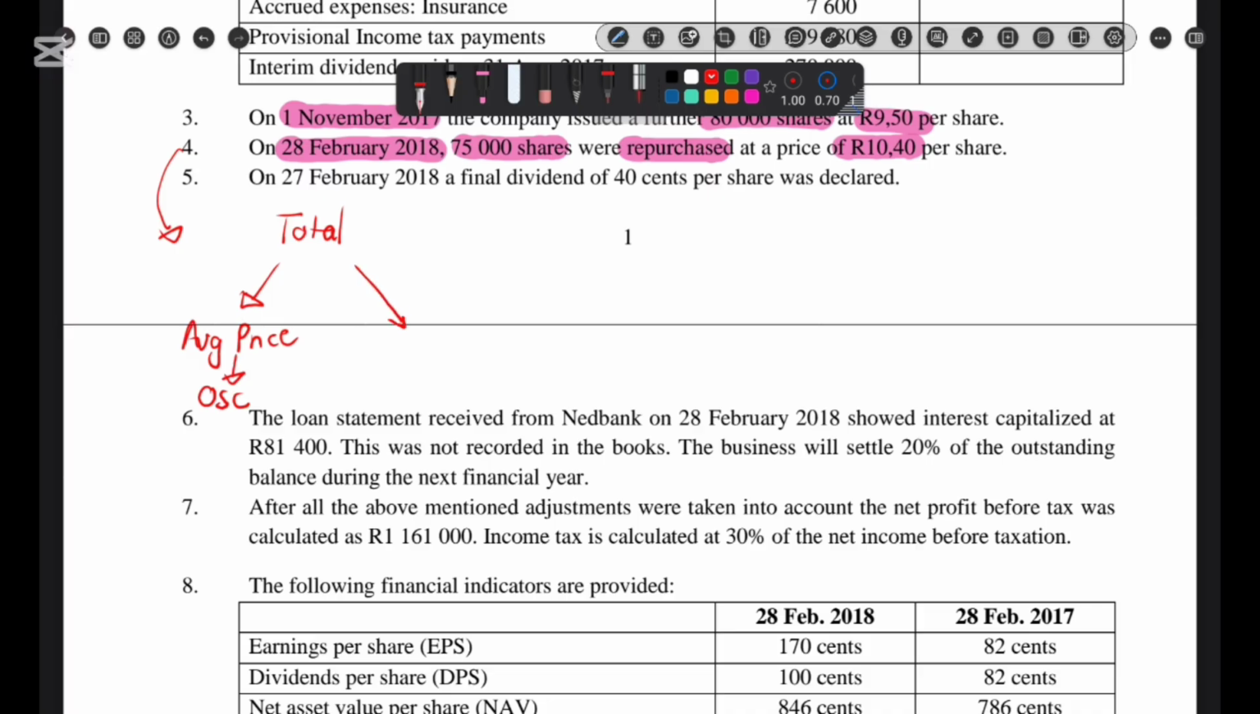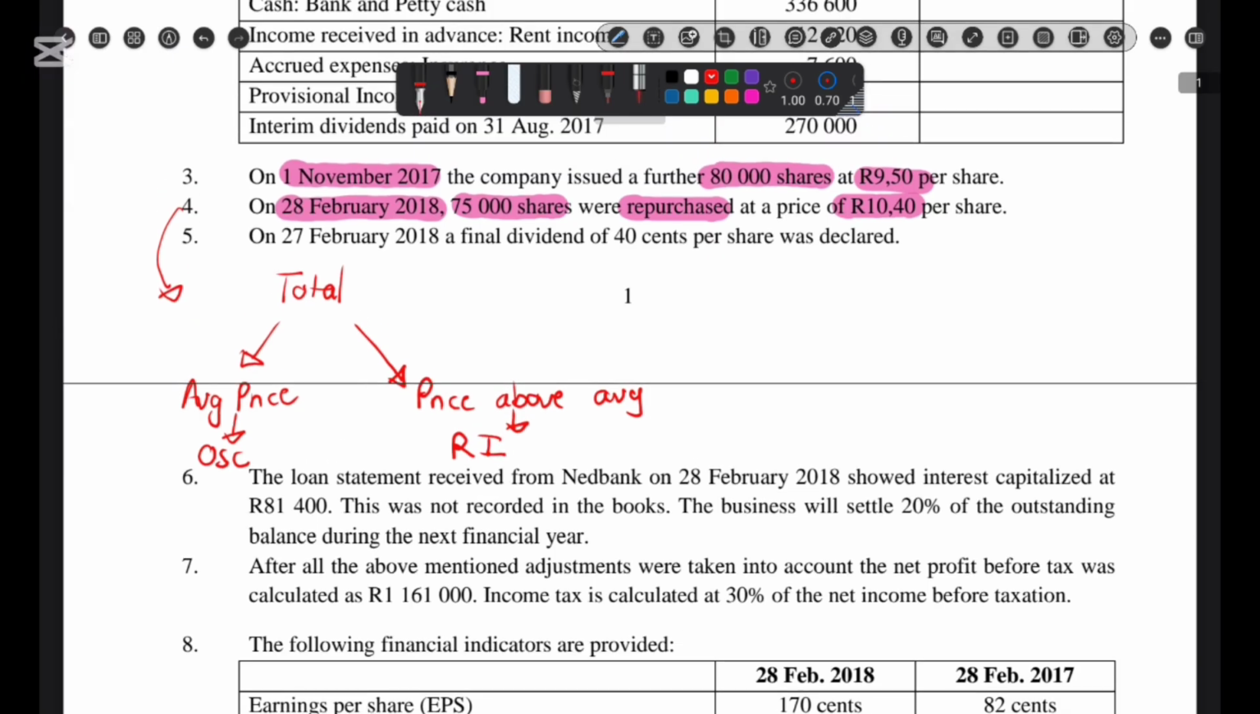And then it's also split into your what? It's also split into your price above average, which will go to your retained income note, right? So let's go and understand what this price is.